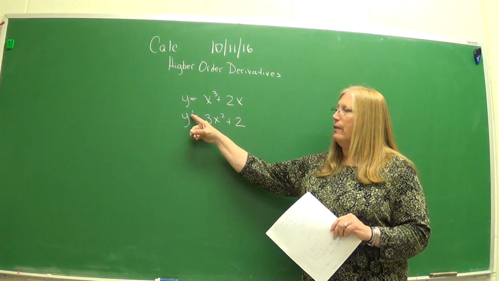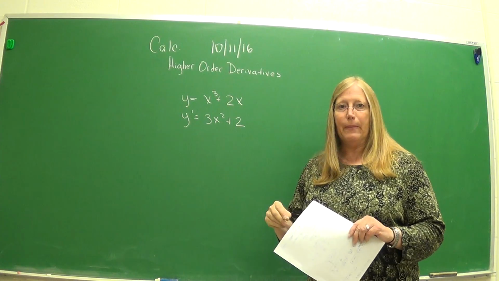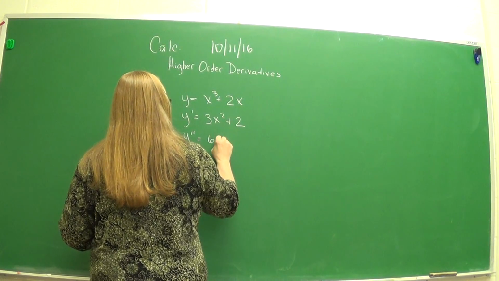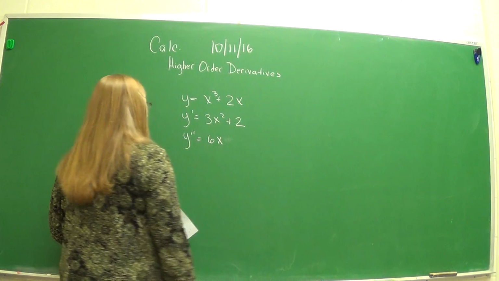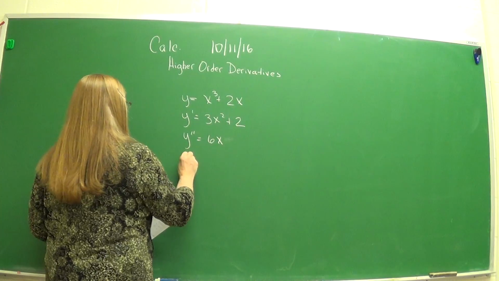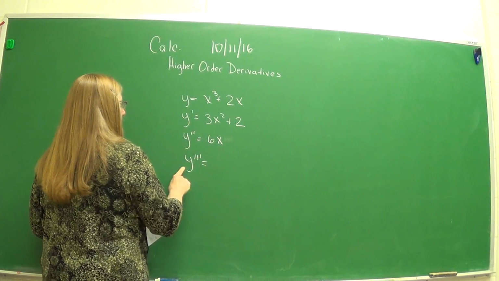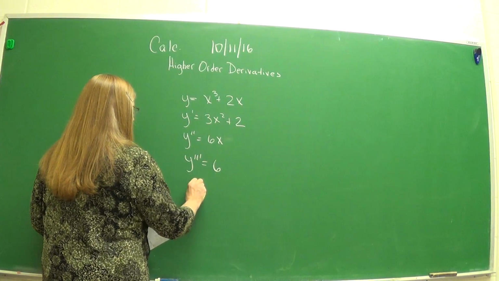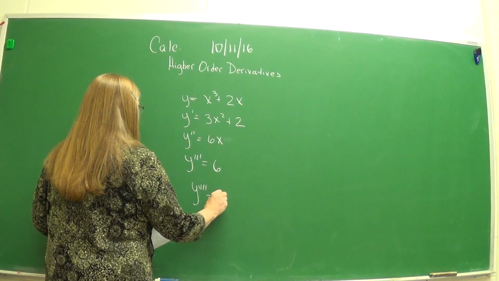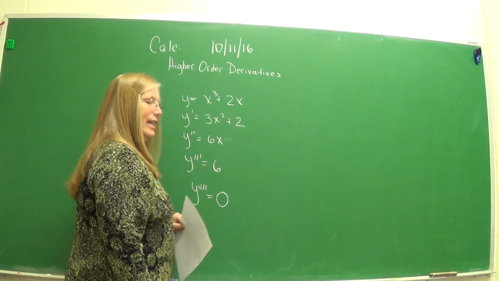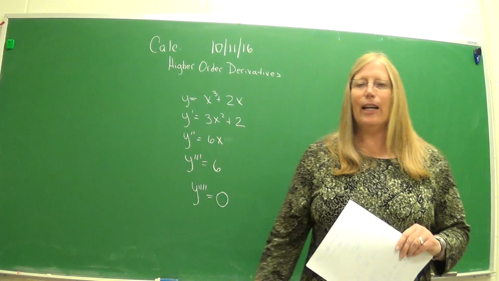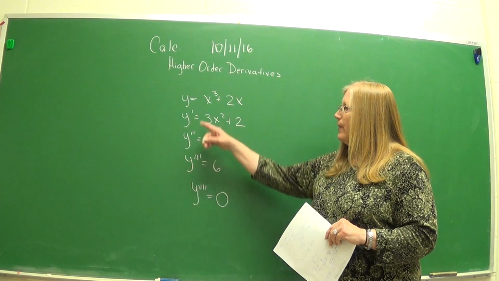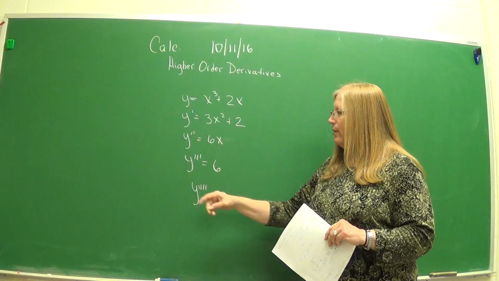Now that is called the first derivative. Guess what happens when I ask for the second? I get 6x plus 0, I won't write that in. And can I take a third derivative? That's going to be the derivative of the second derivative. And can I take a fourth derivative? The derivative of any constant is 0. After that, all the higher order derivatives will continue to be 0. So first derivative, second, third, fourth derivative.